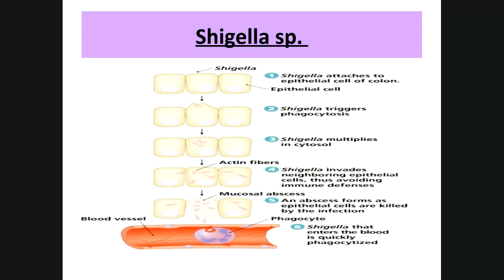The organism is non-motile, so it manages to get into the host cell. From there, it's going to travel from cell to cell, and it may rupture the host cell and gain access to the blood. And when it's in the blood, it's going to be phagocytized. So it typically doesn't make it into a systemic infection like Salmonella does. Shigella remains a GI tract infection.